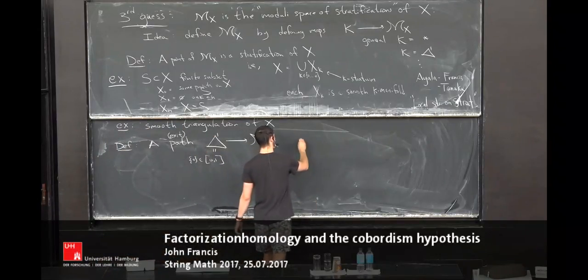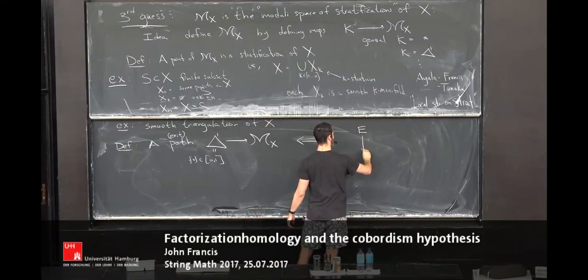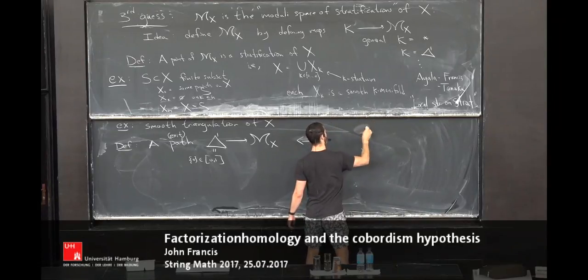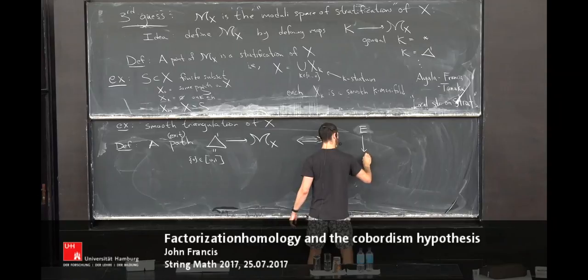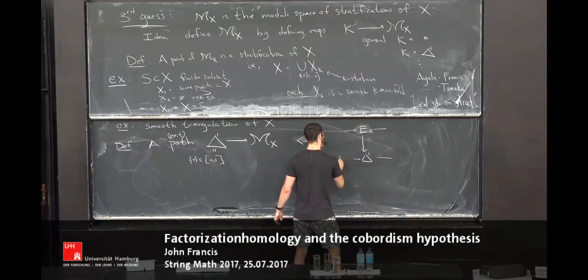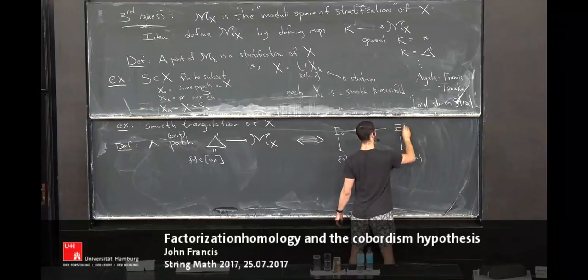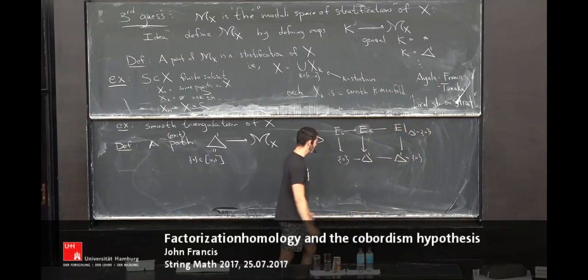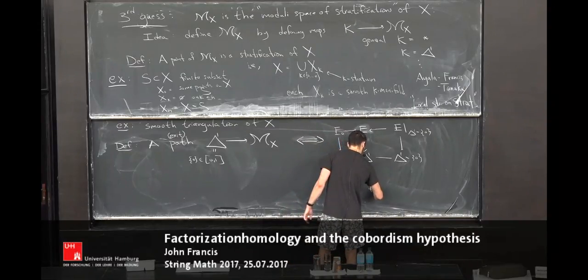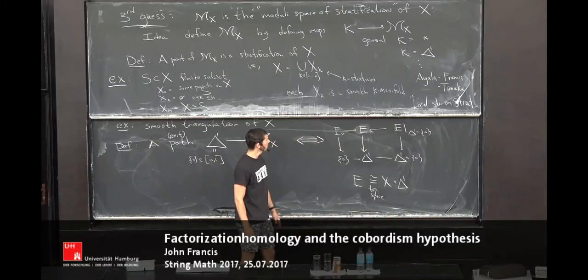This corresponds to a stratified space E over delta 1, such that the fiber over 0 is one thing, E0, and the fiber over everything else is another, and there are some conditions here. So E, as a topological space, let's say, is X times delta 1. However, E is itself stratified.